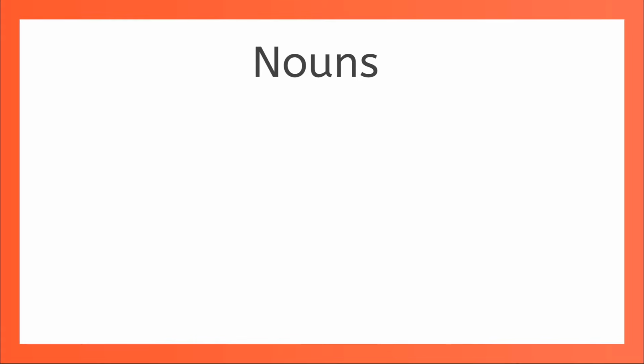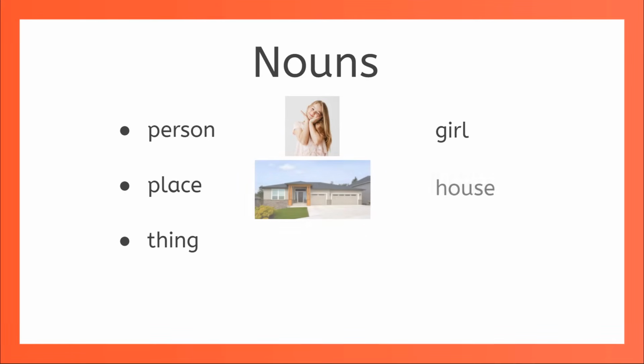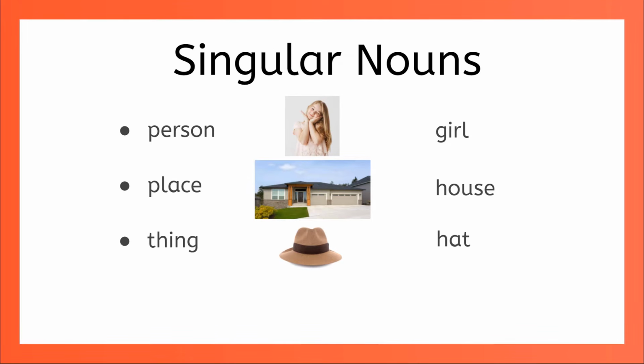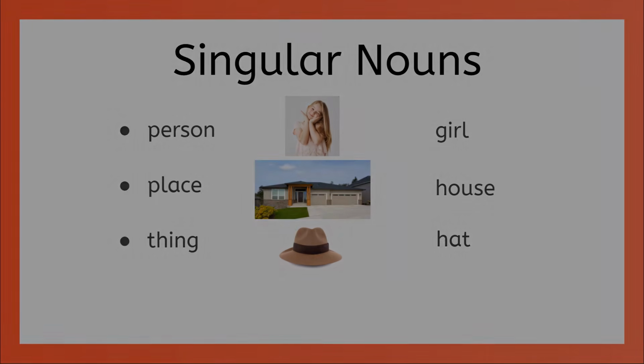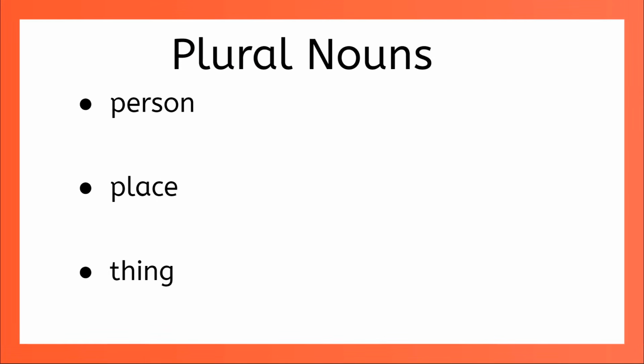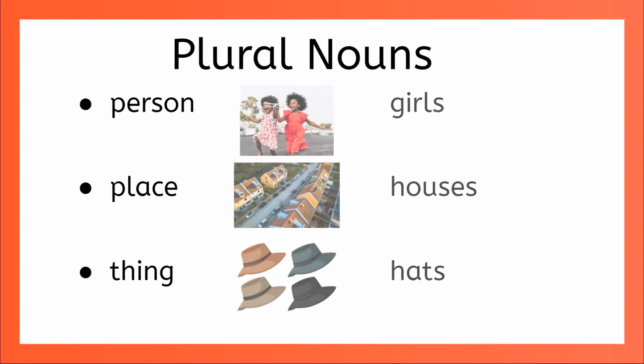So you already know that a noun names a person, place, or thing like girl, house, or hat. Girl, house, and hat are called singular nouns. That's because there's only one girl, house, or hat. Plural nouns refer to more than one person, place, or thing, like girls, houses, or hats.